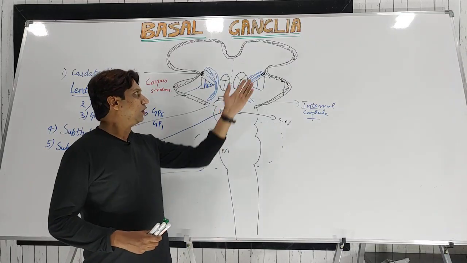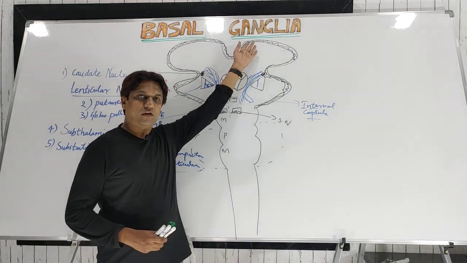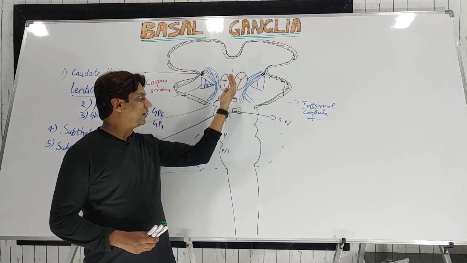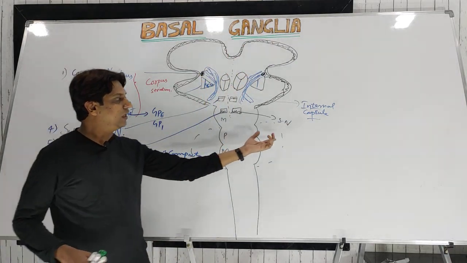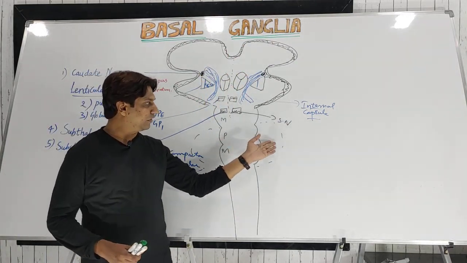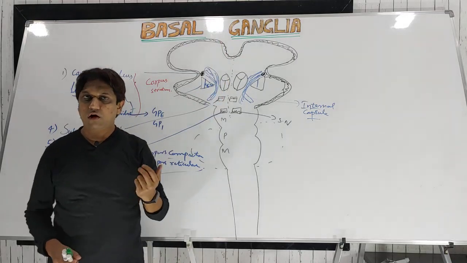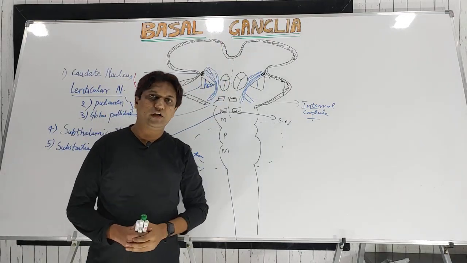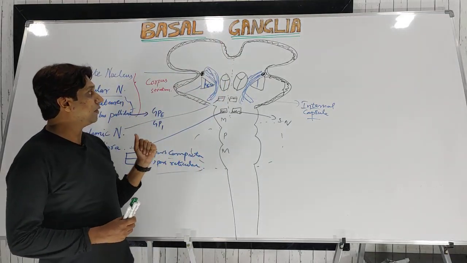Okay, which ones? Motor cortex, that is the part of the cerebral cortex, then basal ganglia, this group of nuclei, and the cerebellum. However, we'll discuss the cerebellum and the motor cortex in other videos. So for the time being, we'll concentrate on the basal ganglia.